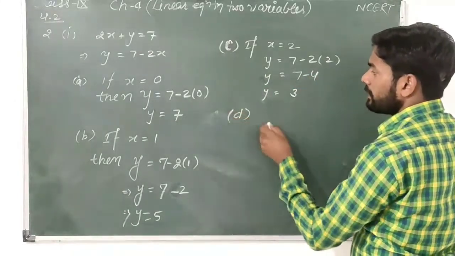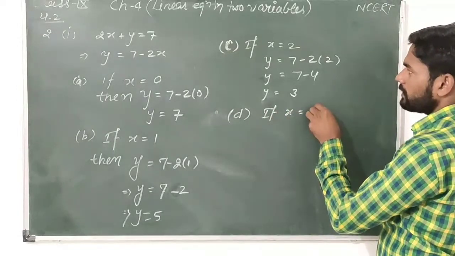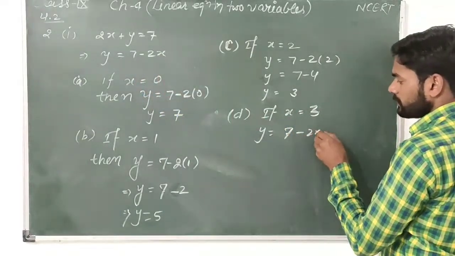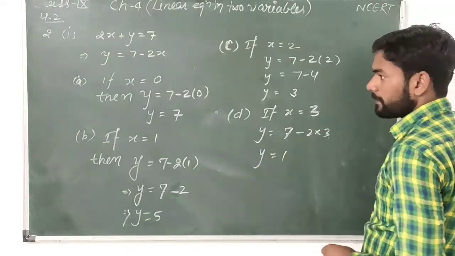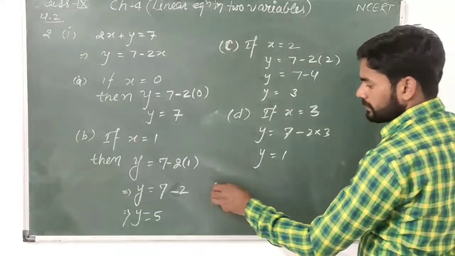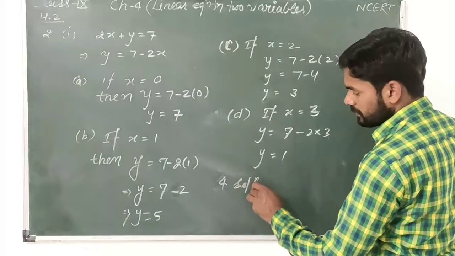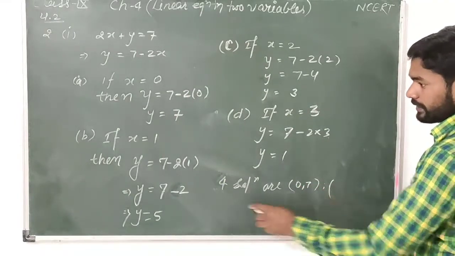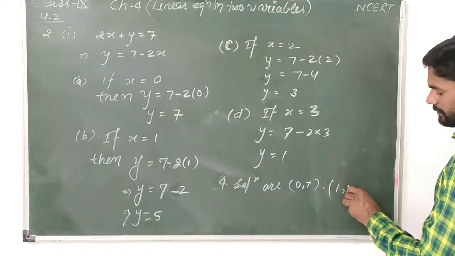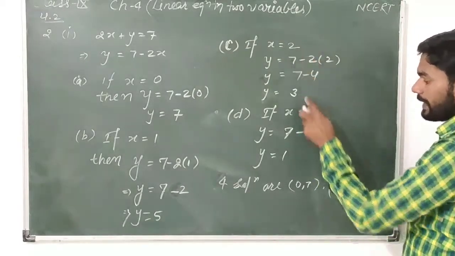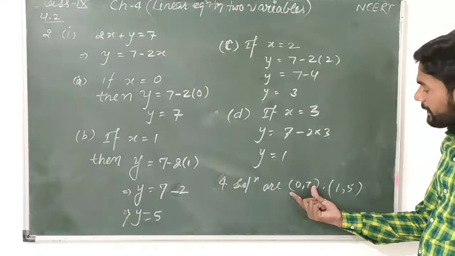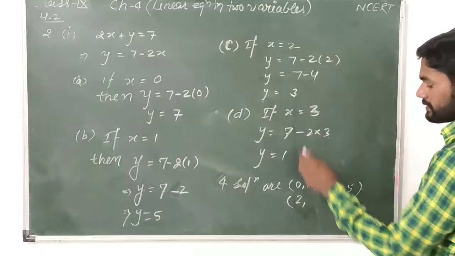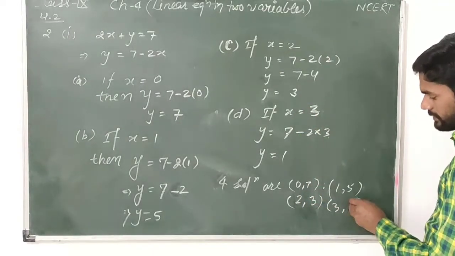D. If x is equal to 3 ले लो, then y is equal to 7 minus 2 into 3. 2 into 3, 6. y is equal to 1. So the 4 solutions are x is 0, y is 7. 0, 7. Next 1, 5. नेक्स्ट 2, 3. x की वैल्यू पहले लेनी है, इसको बोलते हैं ऑर्डर्ड पेयर. इसको ऑर्डर्ड पेयर बोला जाता है जिसके अंदर x की वैल्यू पहले आती है और y की वैल्यू बाद में आती है. x is 2 and y is 3, and last x is 3, y is 1.